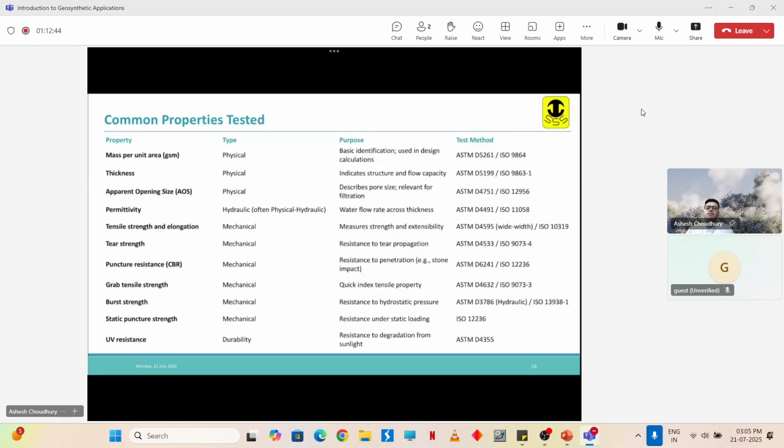First we have mass per unit area, GSM, it is gram per square meter. So it is a physical property, right? That is why it is used for basic identification and used in design. The test method is ASTM D5261 or ISO 9864.